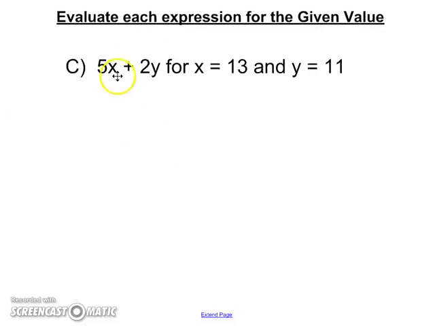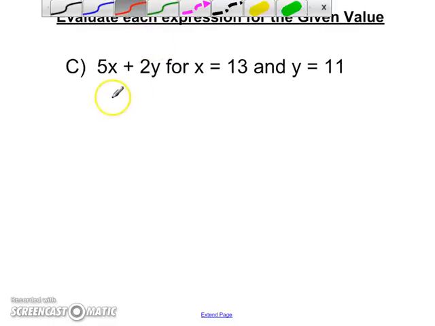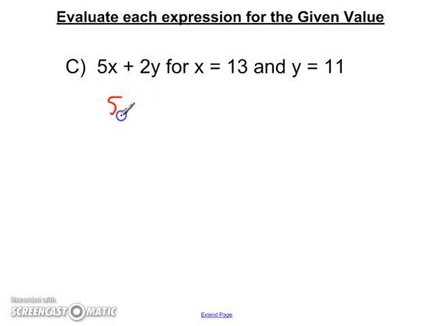All right, so 5x plus 2y. Now in this case, we have two variables going on. And so we will copy it down, and then we'll go ahead and substitute in. Now make sure that you do substitute x in for x and y in for y.